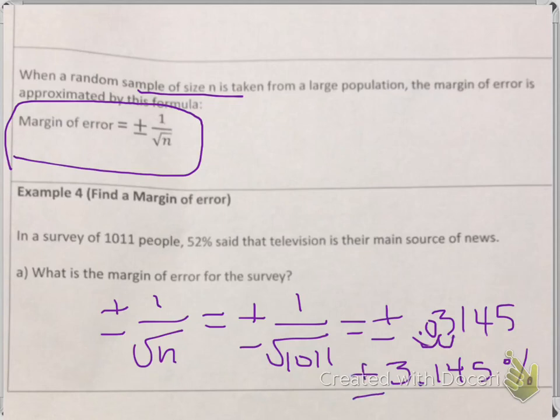That means when I ask this group of people the question, and 52% of them said that television is the main source of their news, my margin of error can go 3% above this, meaning I could have up to 55% of the people who use TV as their main source, or I could subtract 3% and have 49% of the people who use TV as their main source. So this formula finds me the margin of error, and you'll have several problems today on your homework that do that.